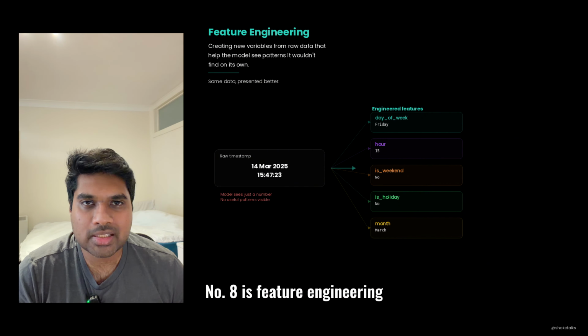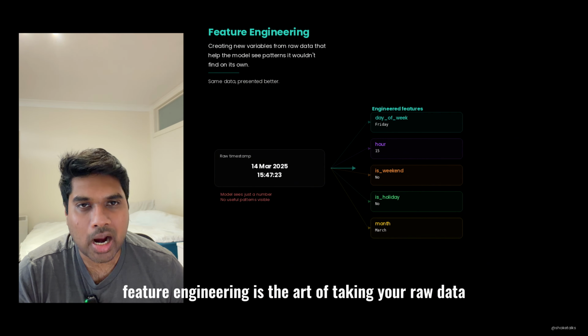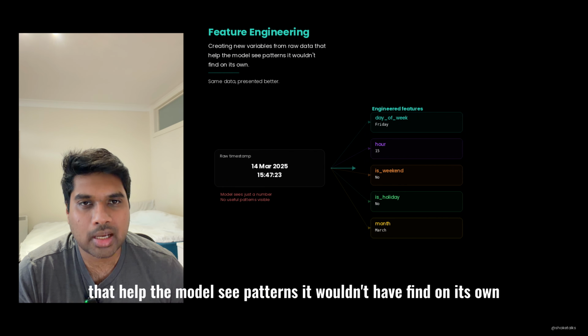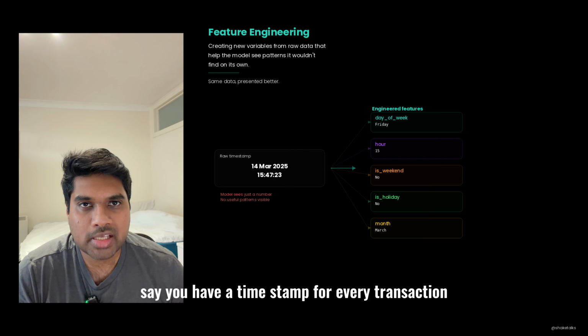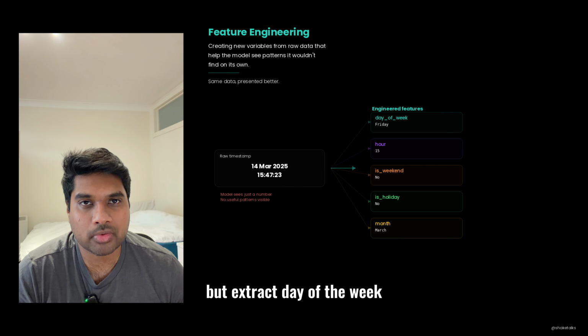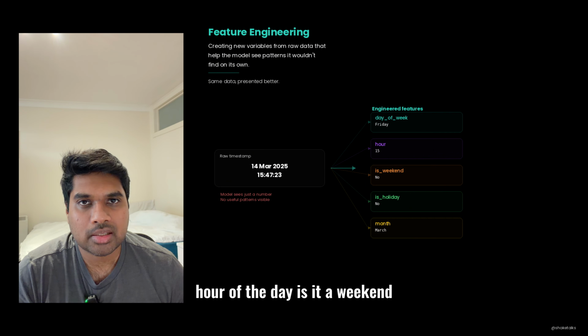Number 8 is feature engineering. Feature engineering is the art of taking your raw data and creating new variables that help the model see patterns it wouldn't have found on its own. Say you have a timestamp for every transaction. So for example, 14 March 2025 means nothing to a model, but extract the day of the week, the hour of the day, is it a weekend?